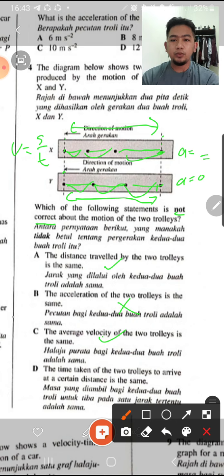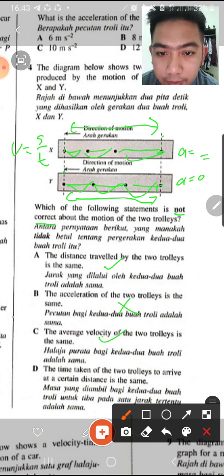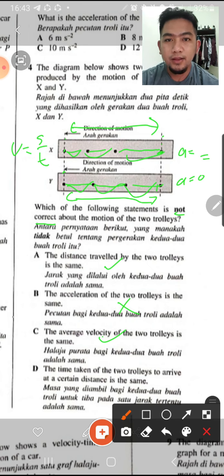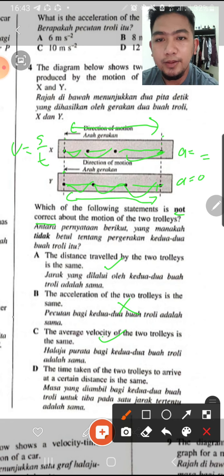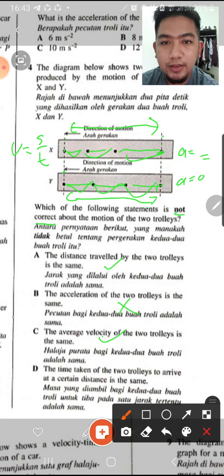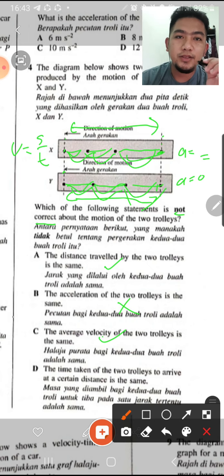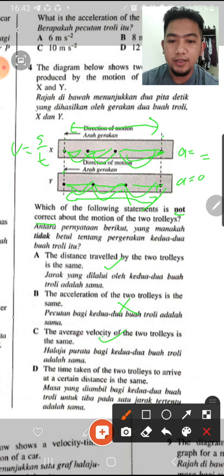How about D? The time taken of the two trolleys to arrive at a certain distance is the same. If the velocity is the same, confirm the time is the same. Yes, because like the teacher explained earlier, there are 3 spaces of dots. So if you do 3 times 0.02, you will get the same answer for X and Y. So D is correct. So the answer is B.